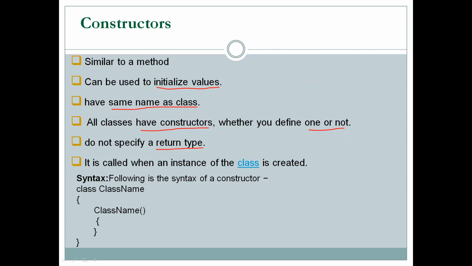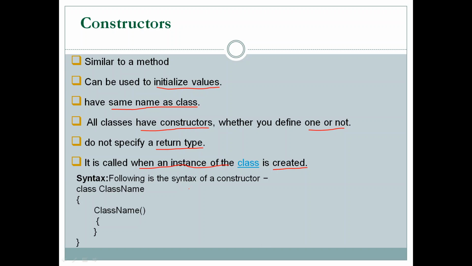Now, as we call a method by using the object or instance of a class, the constructor is generally called when the instance of a class is created. A method is called after creating an instance, whereas a constructor is called at the time of creating an instance of an object of a class.